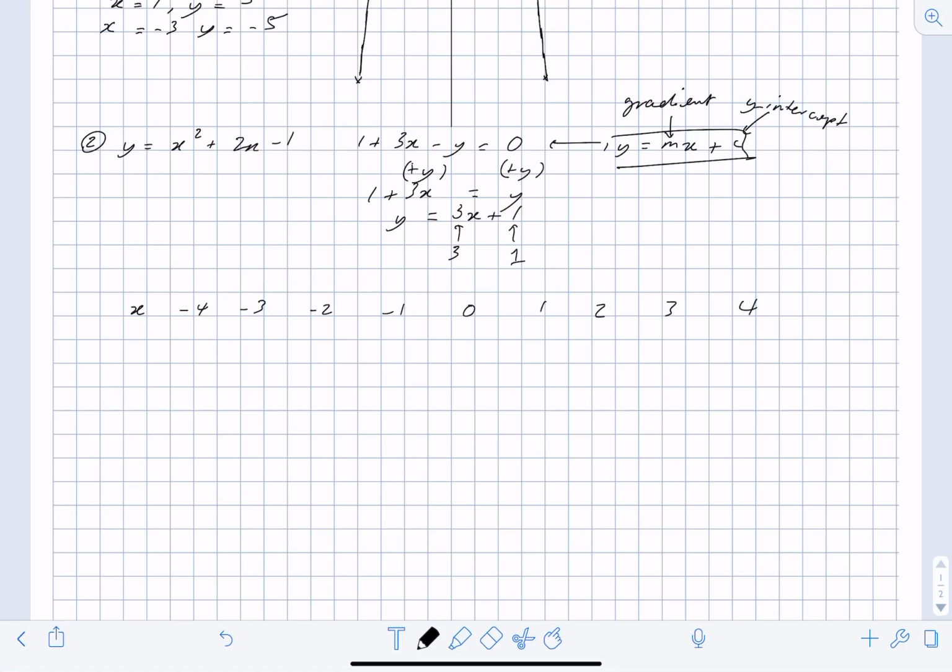Right, let's do them one by one. Okay, actually, how about this? If I do x squared, that's 16, 9, 4, 1, 0, 1, 4, 9, 16.